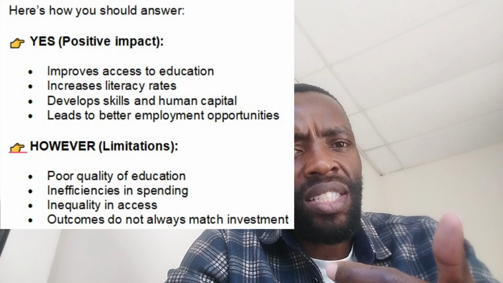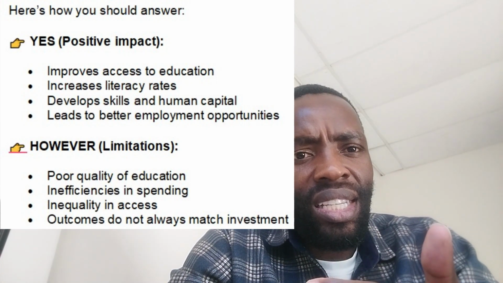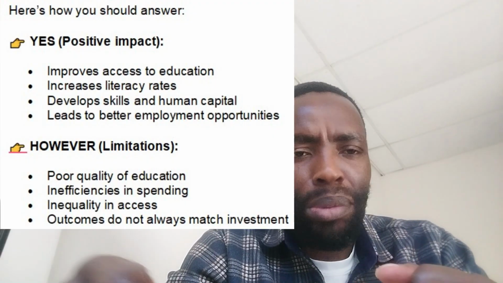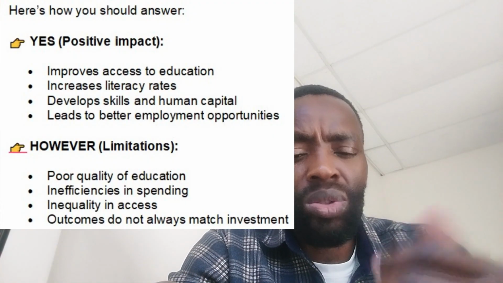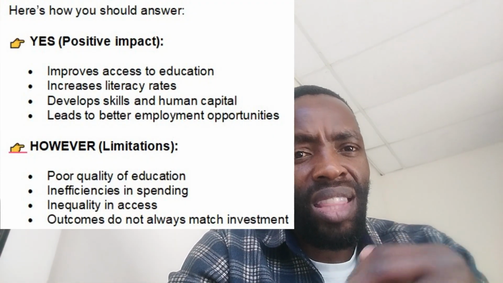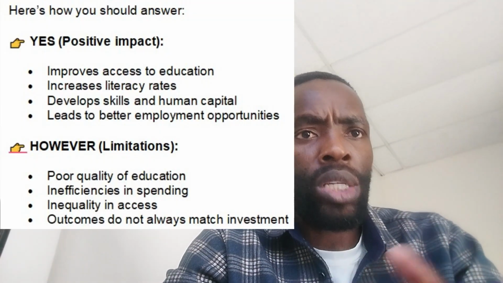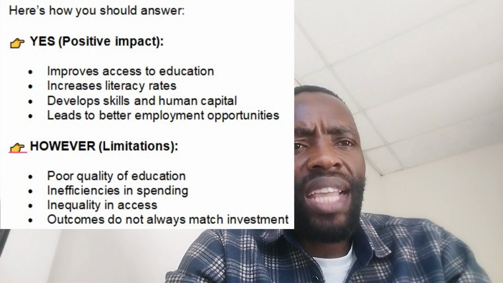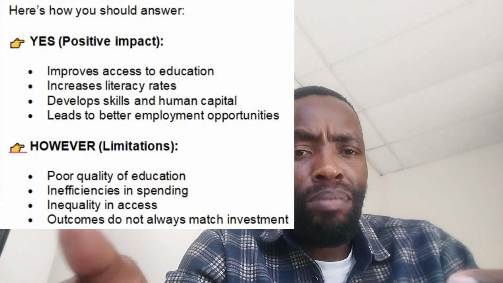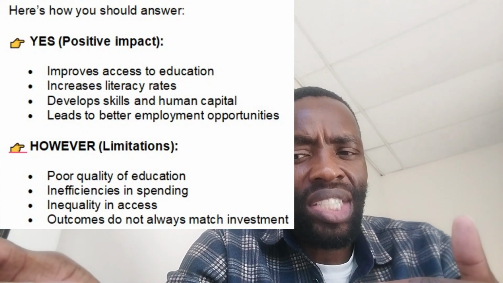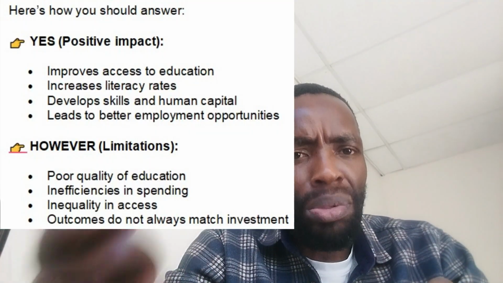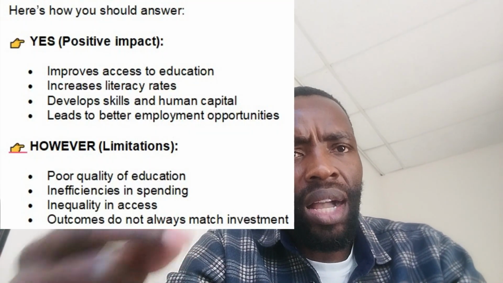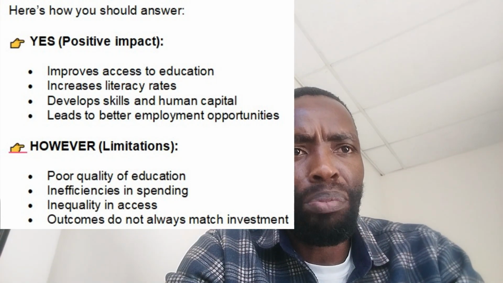Then inefficiencies in spending, inequality in access, where we said some people have access to education, some people they don't have access to education. A lot of times you will always find that there are some learners that fail to enroll in schools. So there is that unequal access to education. And then the outcomes do not always match investments. That's the limitation, that we have always had a lot of spending on education, but the outcomes have not really been matching the amount of investment that has been put in.